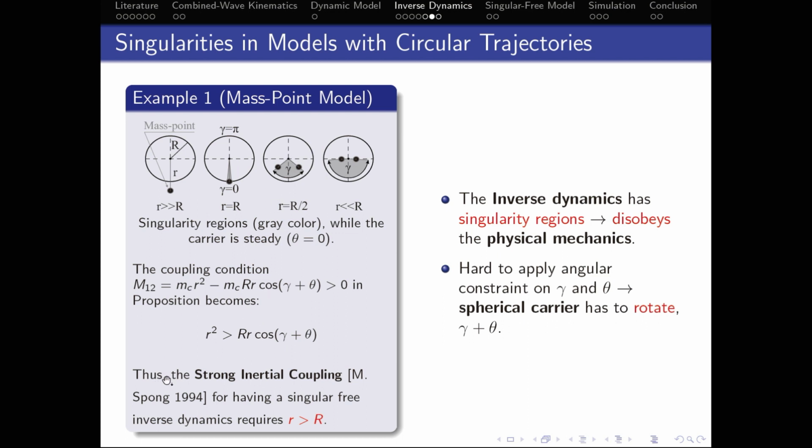This also is much more critical when we apply strong initial coupling, and we see that for having a singularity-free model, the core must stay outside the sphere. This basically disobeys physical mechanics, and it's also hard to limit the angular rotation in rolling systems, and the singular region will rotate as the sphere moves or rolls.